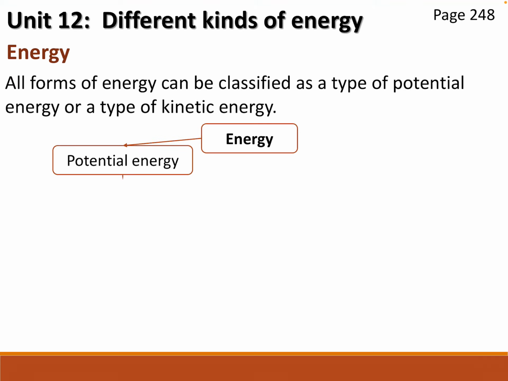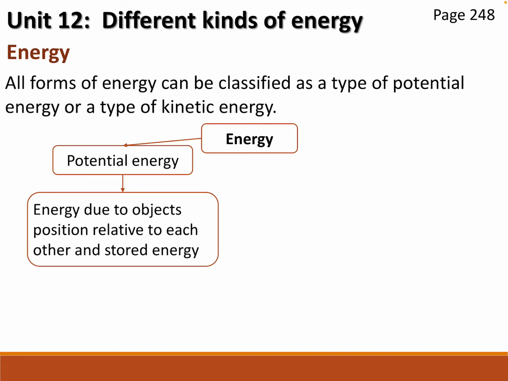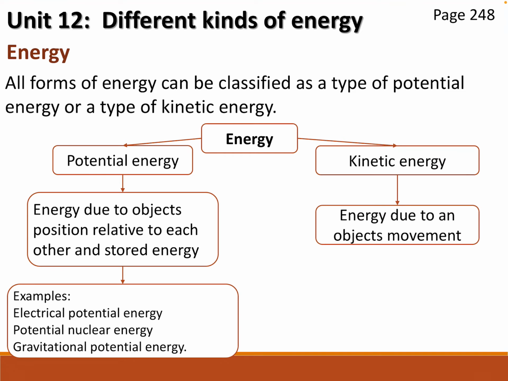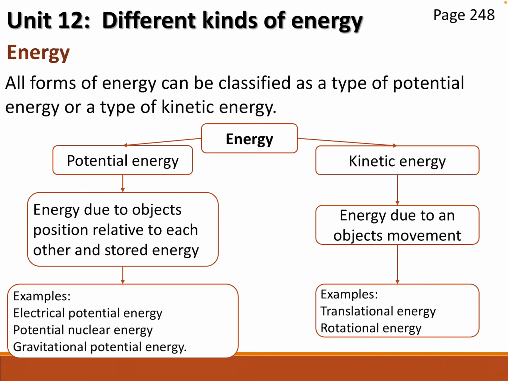Potential energy is energy that an object has due to its position relative to another object or because it has stored energy. So things like electrical potential energy, potential nuclear energy, gravitational potential, chemical potential. It's a stored energy that has the potential to do something. Kinetic energy is the energy an object has due to its motion. That motion could be translational, rotational, just moving forward. It's going to have some sort of velocity, so it's got to be moving.